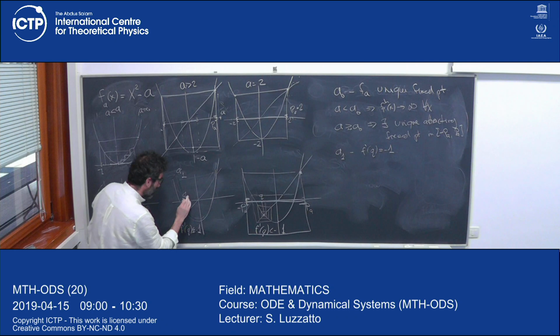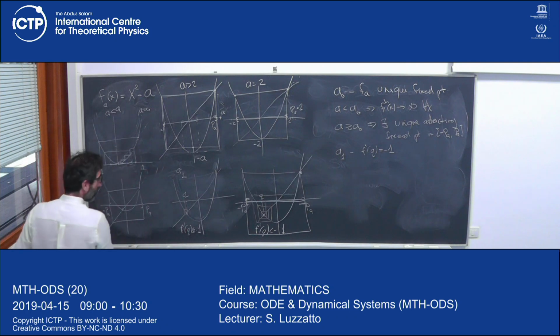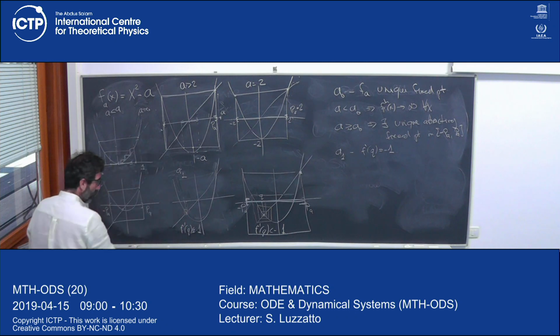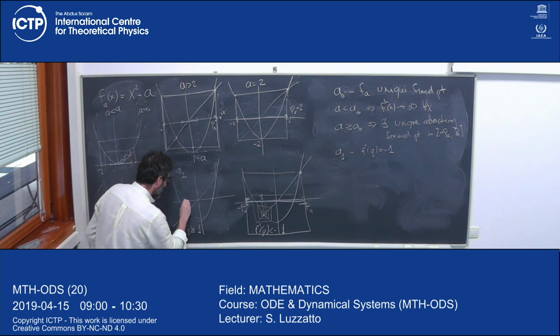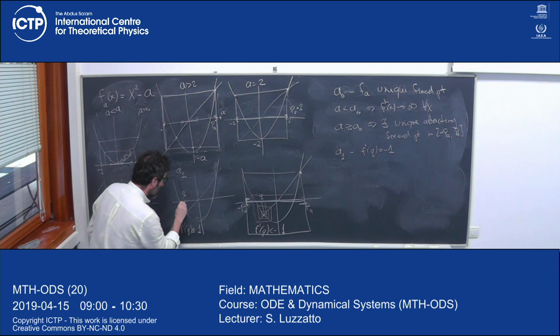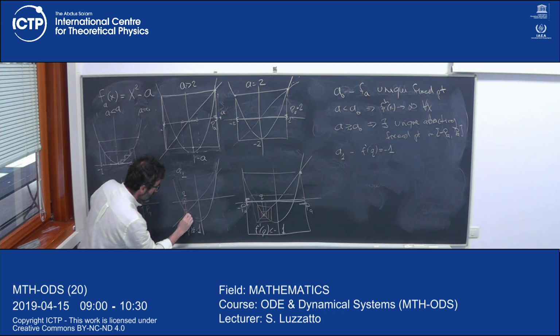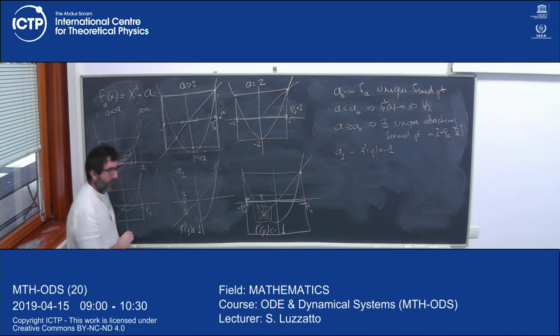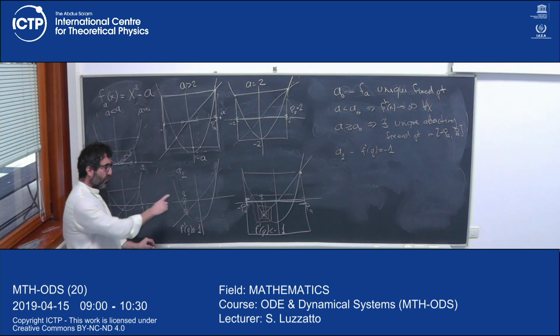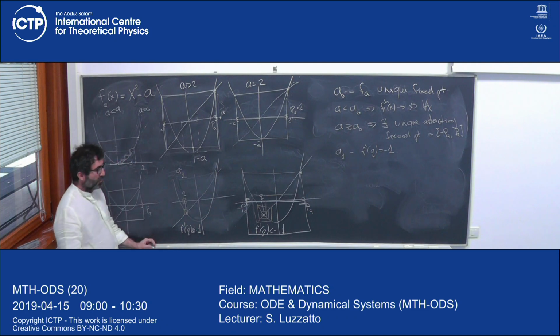So this is the point Q, and there are 2 points here that map to each other. Okay, and the picture is like this. We cannot see this, but if you do the second iterate of the map, you would see that the second iterate now has 4 fixed points.